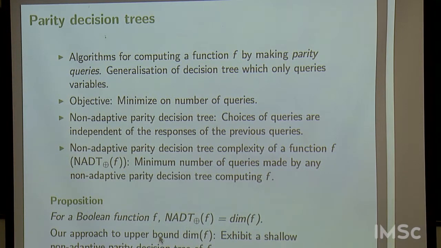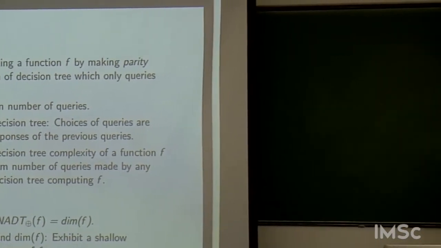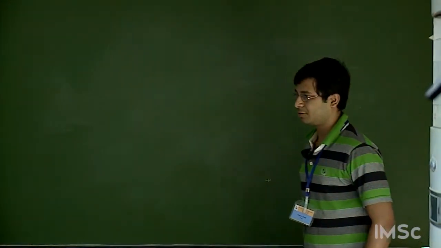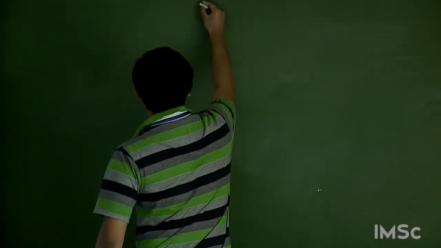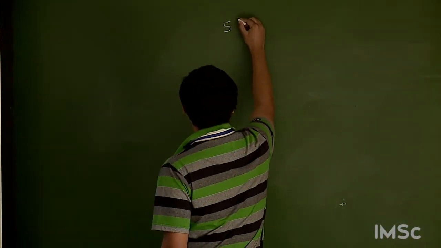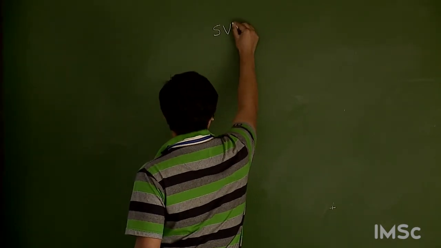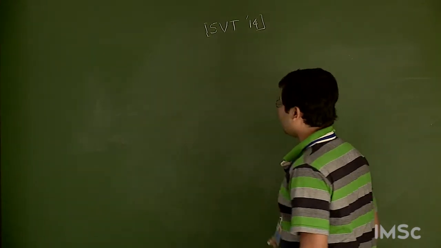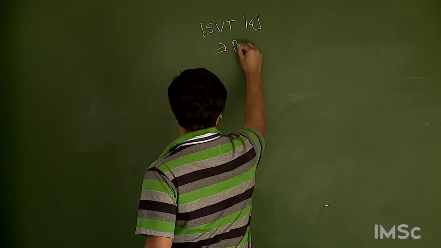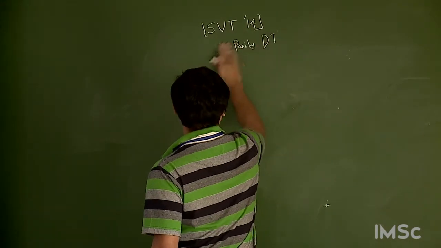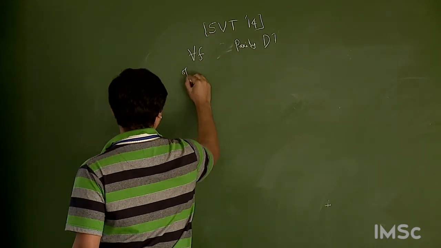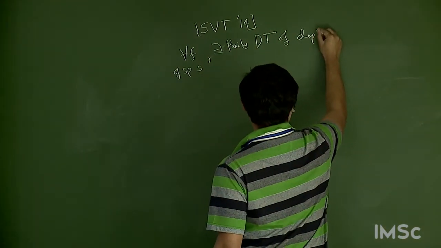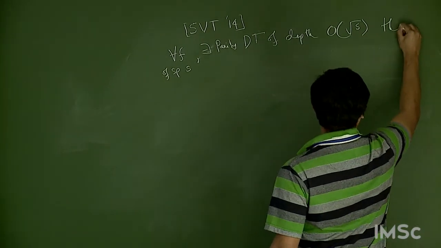Let me see. So already in the literature there is a parity decision tree of depth square root of S. This is a result by, I think, Amit Shpilka, Ben Lee Wok, and I think Avishai Tal. They show that for every function f of sparsity S, there is a parity decision tree of depth order square root of S that computes it.